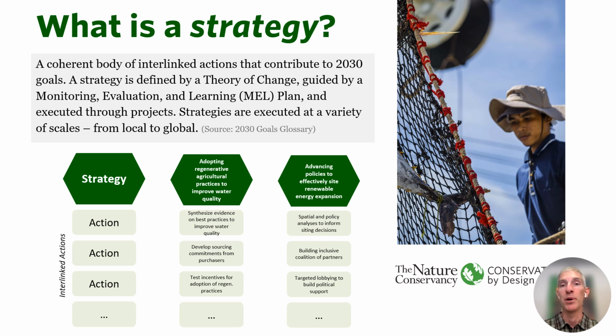And a second example is a strategy to advance policies to effectively site renewable energy infrastructure expansion. Possible actions here might be conducting spatial and policy analyses to inform siting decisions, building an inclusive coalition of partners, and undertaking targeted lobbying to build political support. Depending on your team, the scope of a strategy may be smaller or larger than these examples, but the main point is that a strategy is the overarching concept defined by component interlinked actions and having a through line to the 2030 goals.